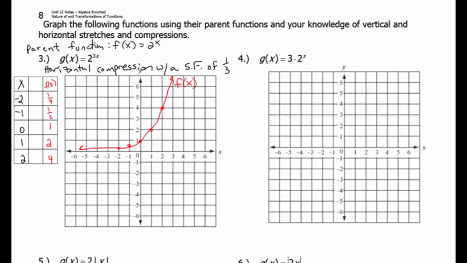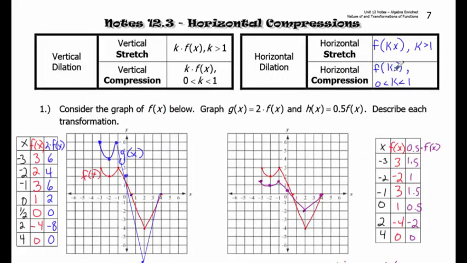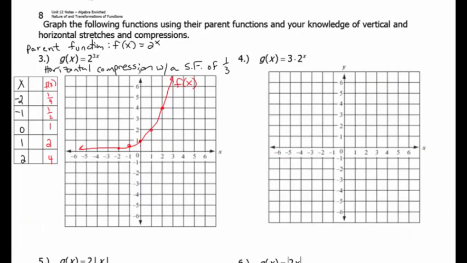How do I know it's a compression? If you go back to this first part of the note, if k is between 0 and 1, it is a compression. Since it is a horizontal compression, the x value is going to be the one that is affected. So compress x by 1/3. All right, so that is going to be this column here, the new x values. We'll keep the y values.